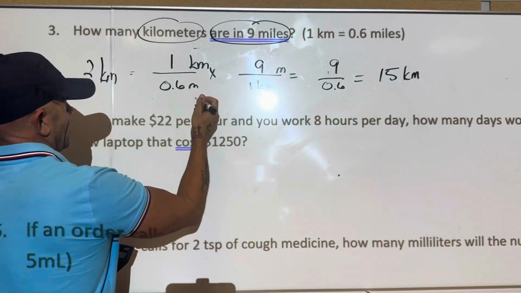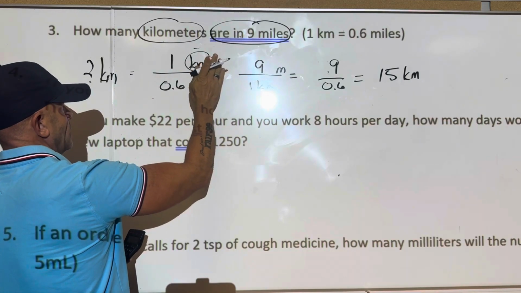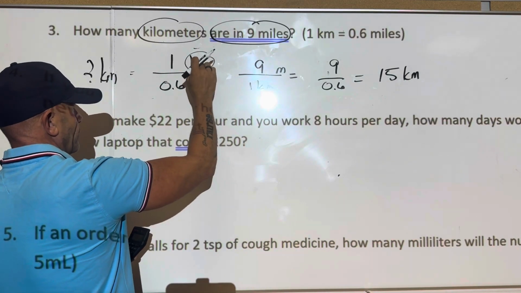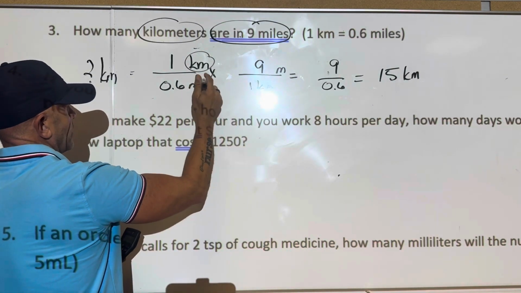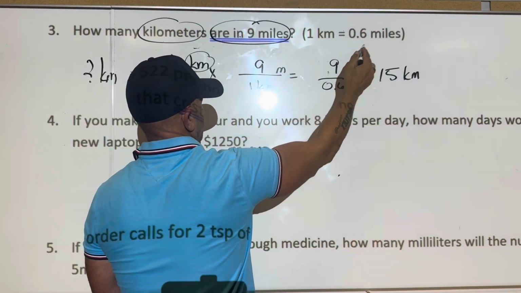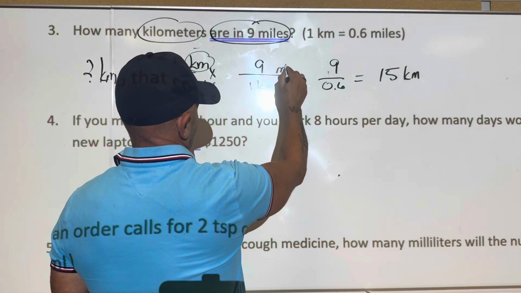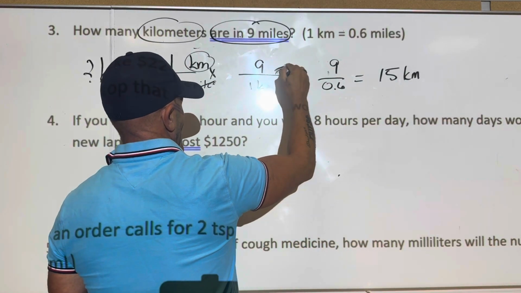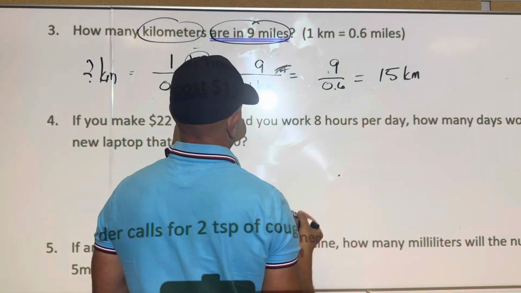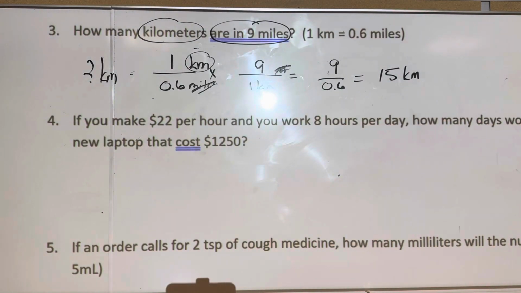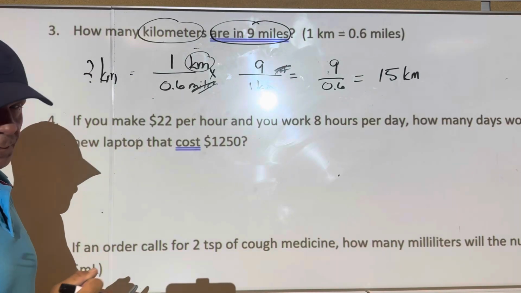So remember, we're looking for kilometers. We put kilometers here first. That's always going to be the first thing you put, no matter what. Whatever they're looking for, it's going to be on your first fraction. Then you're going to put miles because that's what they're giving you here. We're converting miles into kilometers. So again, 1 kilometer times 9. These cancel out because we no longer need them. So there you go. 9 divided by 0.6 equals 15 kilometers. That's it for that one.